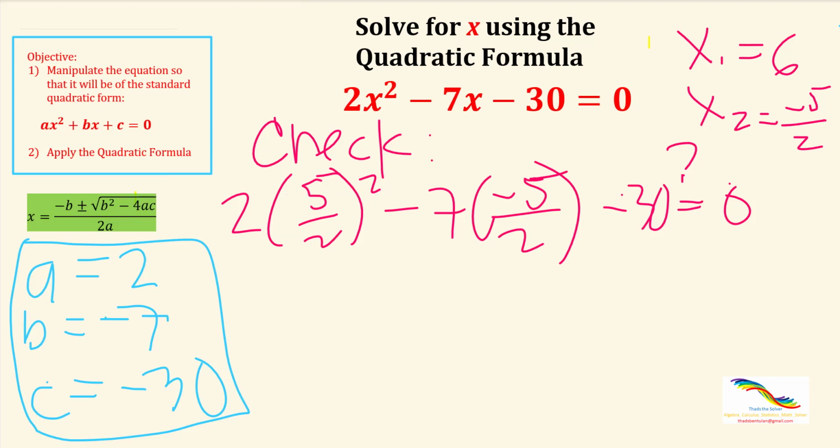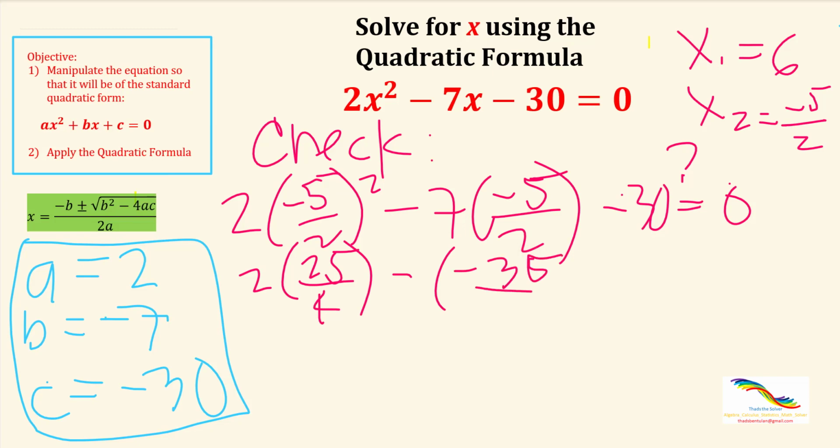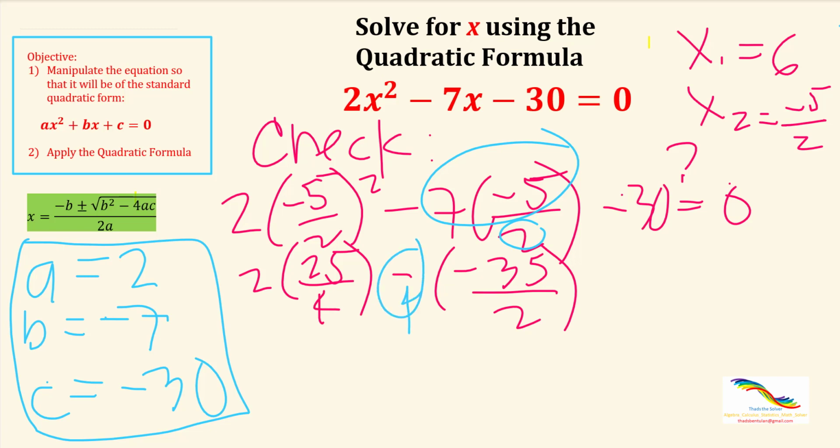So there's a negative sign here. So this is 2 times 25 over 4 minus negative 35 over 2. Where did you get 35 over 2? This is 7 times 5, that's negative 35, and then over 2. Now remember, we have not touched the subtraction here yet. Is it clear enough?